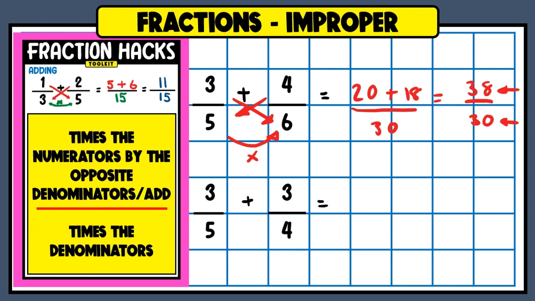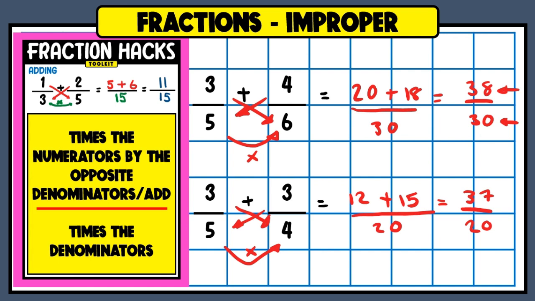Same rule applies. 3 over 5 and 3 over 4. Let's have a look. 3 times 4 is 12. And what are we adding? We're adding 3 times 5, and 3 times 5 is 15. Let's have a look at our denominator. 5 times 4 is 20. So our answer is going to be 12 add 15, which is 37 over 20.